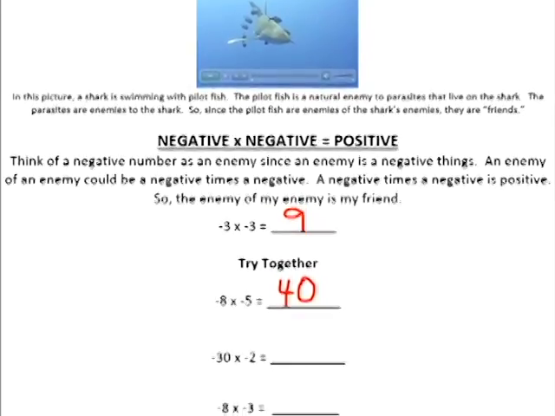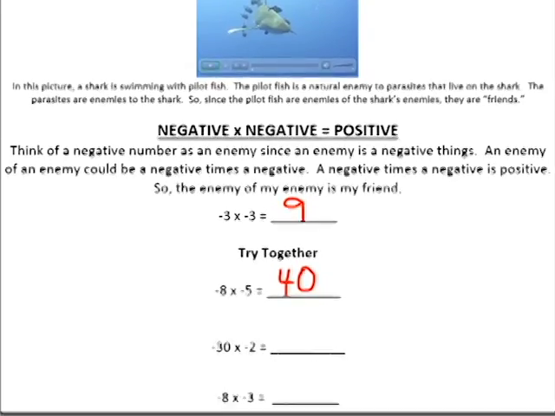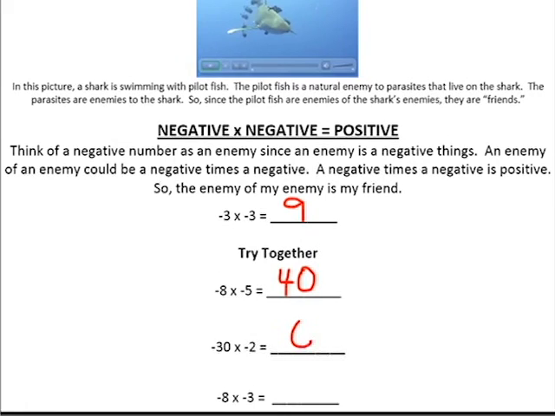Again, you can go back and look at what 8 times 5 is on your multiplication chart, or use the rules that we talked through yesterday. Negative 30 times negative 2. Well, I know that 30 times 2 is 60. Negative times negative is positive. Negative 8 times negative 3, we ignore the sign for a second. 8 times 3 is 24. Negative times negative is positive.